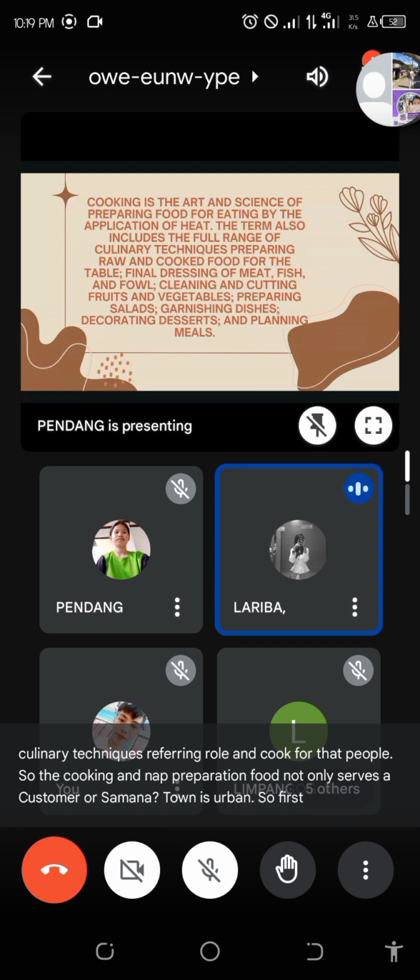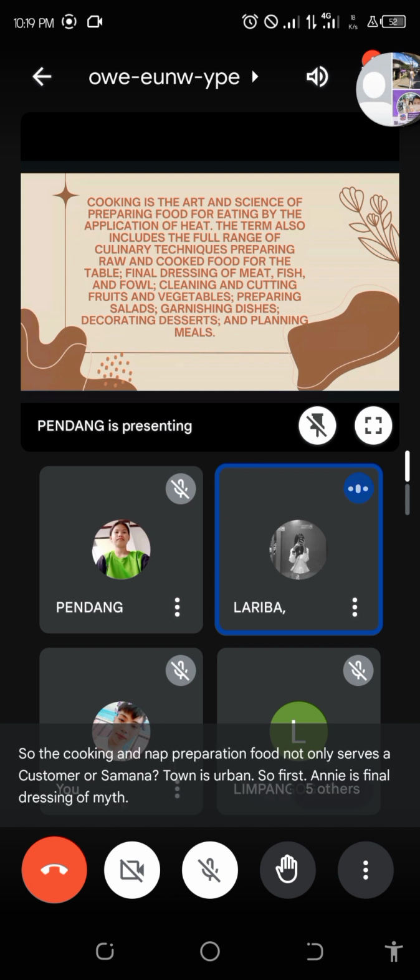First is final dressing of meat, fish, and fowl.